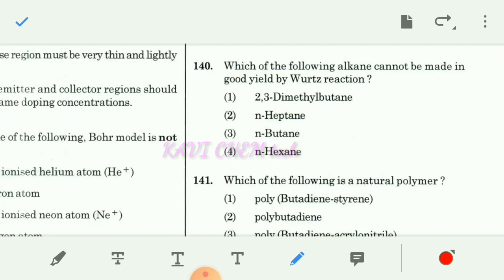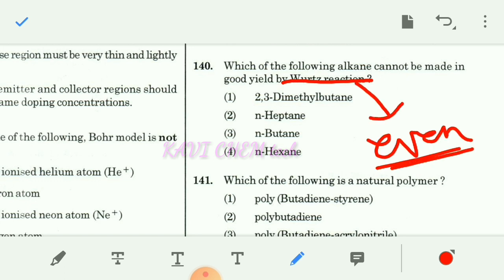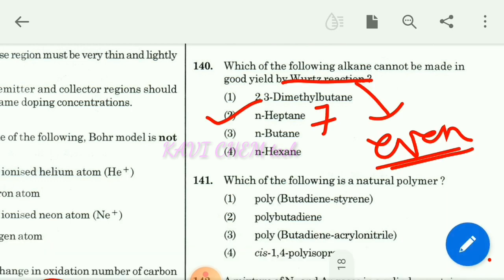The next one: which of the following alkanes cannot be made with good yield by Wurtz reaction? Remember, the Wurtz reaction is used to produce even-numbered alkanes. Among the given products, the odd-numbered one is heptane. Heptane has 7 carbon atoms. Though it gives a mixture of products, its major product is an even number. So option 2 is the correct answer.